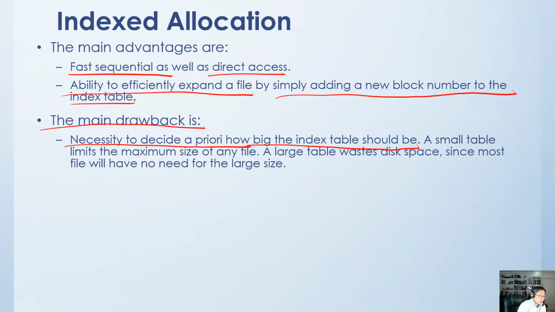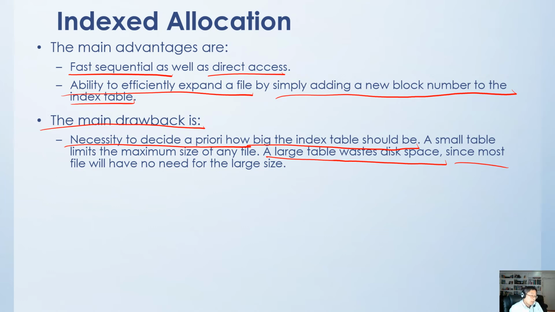So if the file expands, then the expansion has a limit. You cannot expand the file to a size which is more than the index table can accommodate. So a small table limits the maximum size of a file. A large index table wastes disk space, since most files will have no need for a large size.